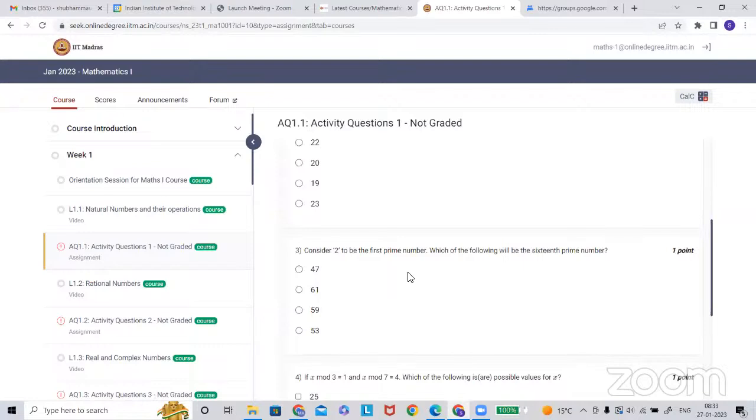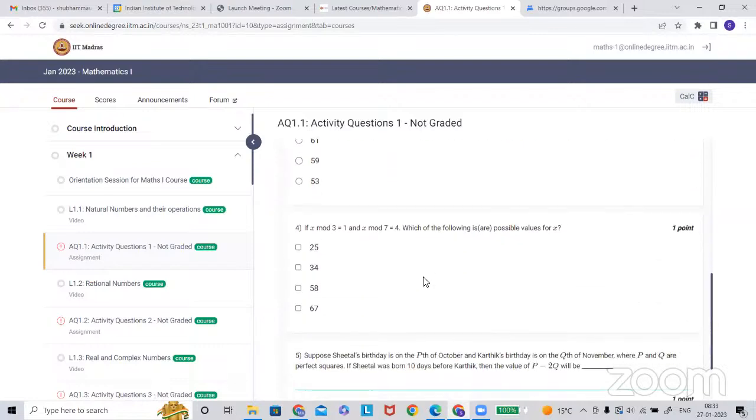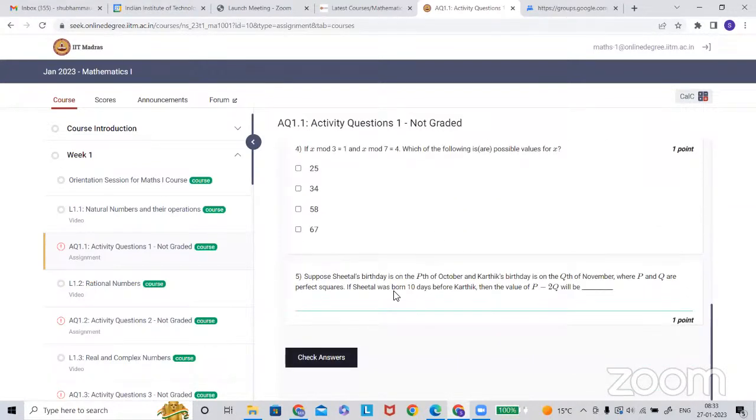It's the last question, sir. Question number 3, you said. Okay, this one. Suppose Sital's birthday is on 5th October and Kirti's birthday is on 5th November, where P and Q are perfect squares. If Sital was born 10 days before Kirti, then find the value of P minus 2Q. That means you need to find the values of P and Q, and once you find them, you can substitute here. So how will you find the value of P?